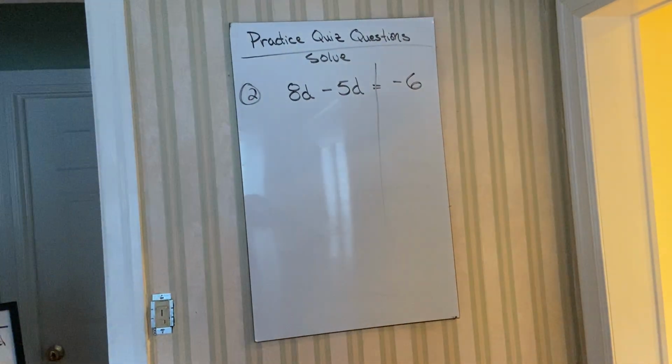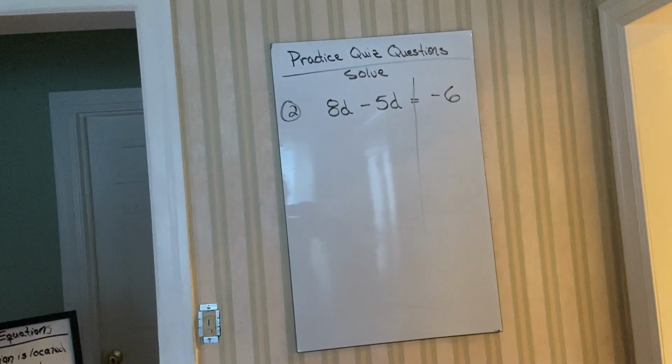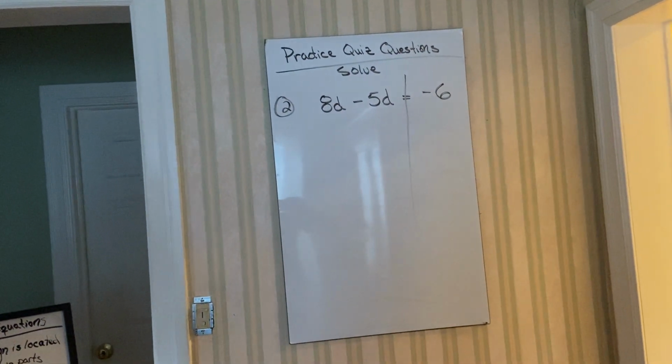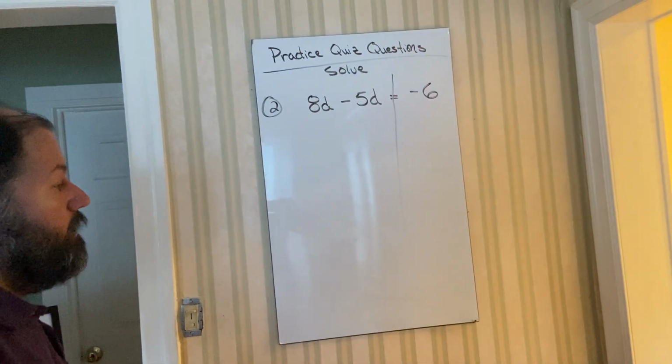AD minus 5D equals negative 6. So again, notice where the equal sign is. I separate it so I have a left and a right hand side. The next thing I'm going to do is see if I have to simplify.